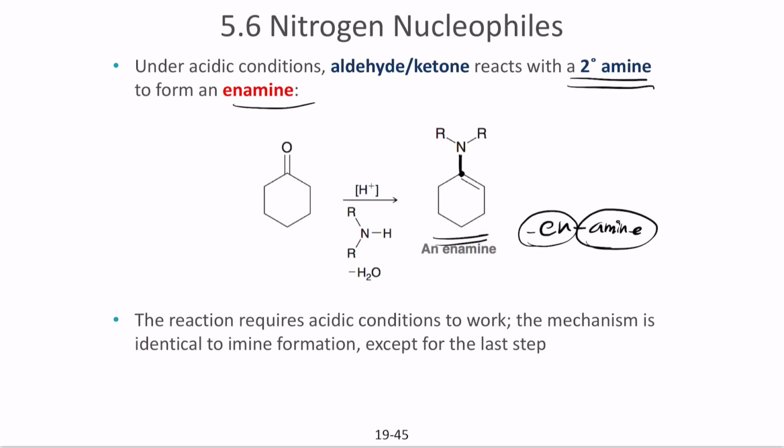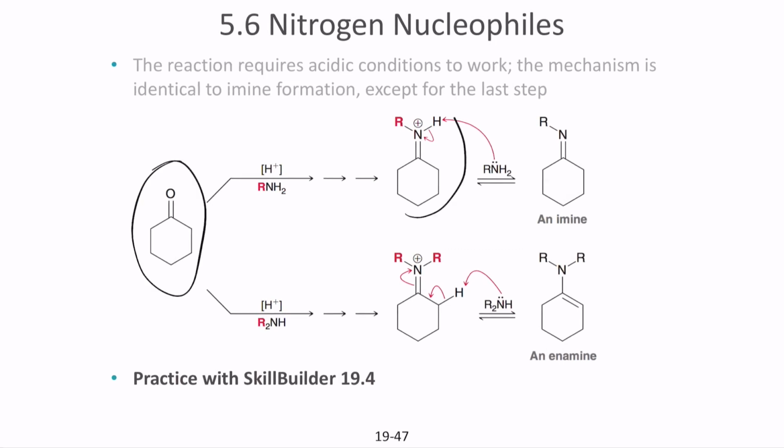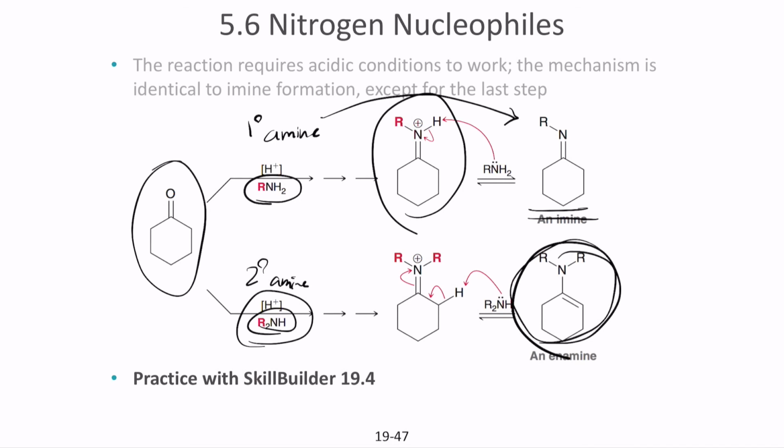Again, the reaction also requires acidic workup. When you take a ketone, it ends up creating an imine with primary amines. When you use a secondary amine, it creates enamines. So remember, a primary amine creates an imine and a secondary amine creates an enamine. This is the main basis of your reaction, so you have to remember it.